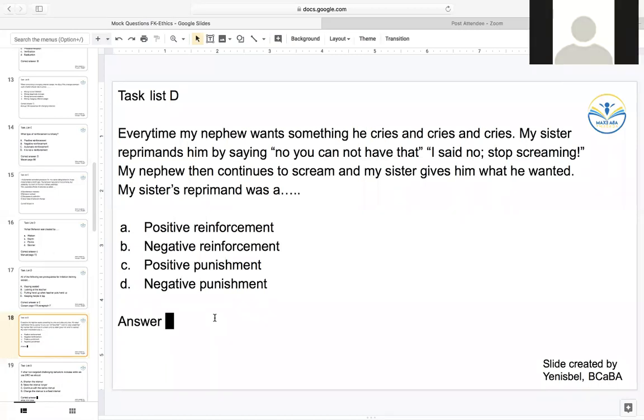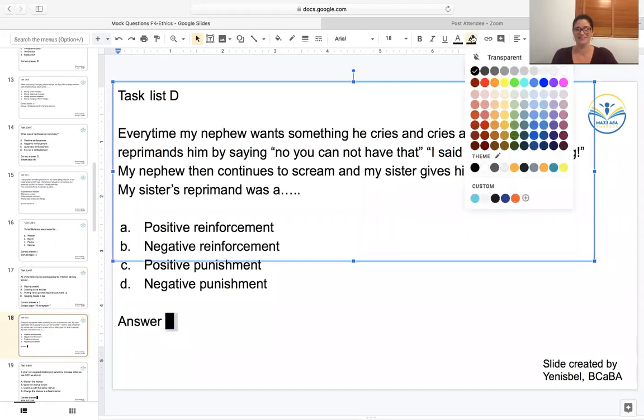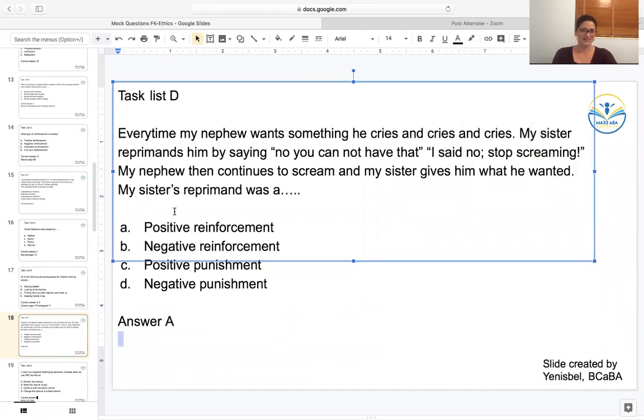In the case of punishment, the behavior decreases. If the behavior increases, then it did not function as a punishment. It functioned as a reinforcement. So what makes it positive instead of negative? It's adding the reprimand. Yes, adding the reprimand. Nice job, guys. So it is positive reinforcement. Thank you for speaking up. I like it because that way we can talk things through.